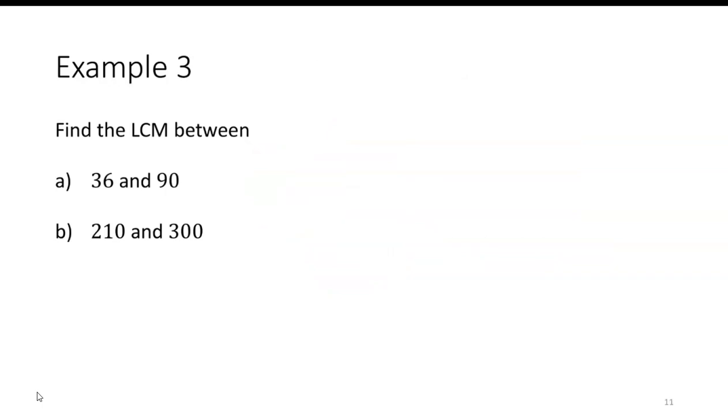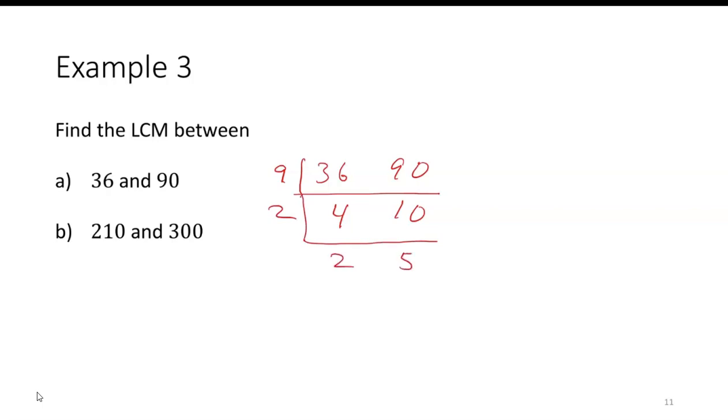So let's try a couple more. Between 36 and 90. So these are both, let's say these are both divisible by 9. So 36 divided by 9 is 4. 90 divided by 9 is 10. And not quite done yet. Looks like I can divide these by 2. And I'll be left with 2 and 5. And at that point I am done.